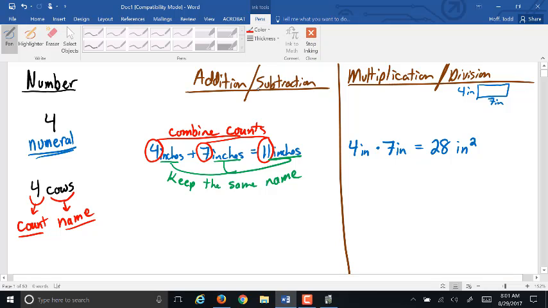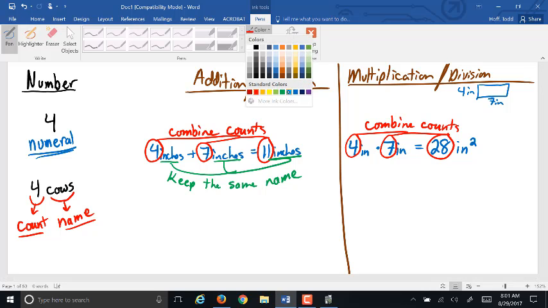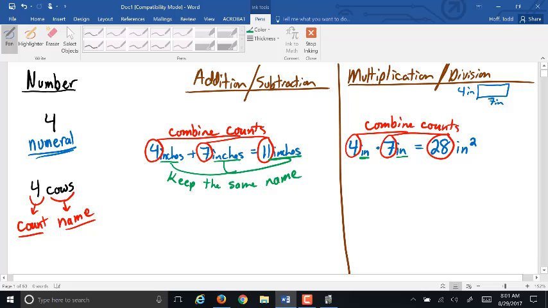So if we look at what happened with our count and our name here, where our counts are still 4 and 7, we're multiplying, so we combined them with multiplication to get 28. So we still combine the counts. No matter what operation we're doing, we're going to combine the counts with that operation. The difference comes with the names. We had inches, and we ended up with inches squared or square inches. When we multiply or when we divide, we also combine the names.